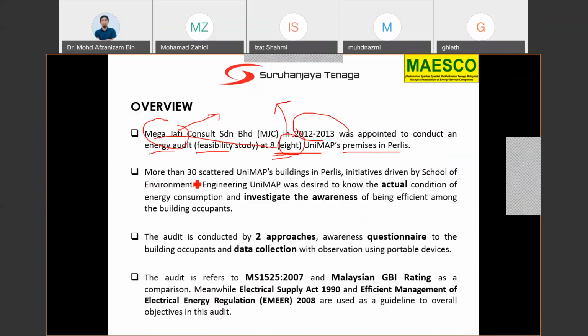What is the scattered energy in the building in Politeknik, provided by the School of Environment? What was desired? The actual condition of energy consumption, and to investigate the awareness of being efficient among the building occupants.